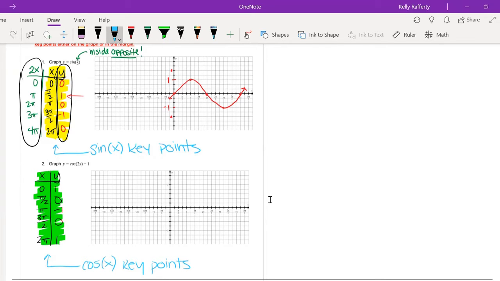All right, so what are we thinking? We have 2x inside the parentheses. Anybody know what we're going to do because of that?